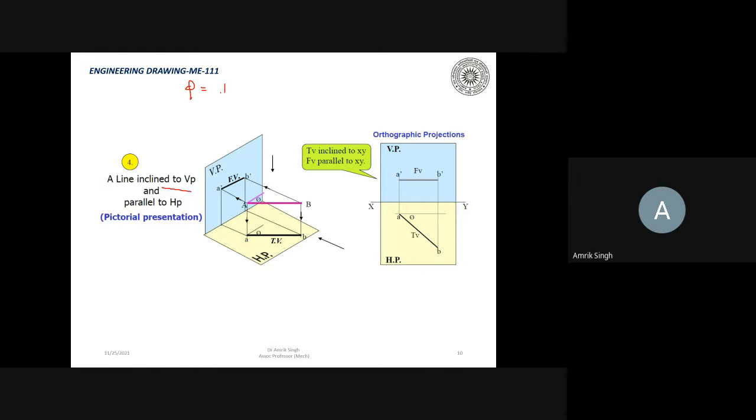It is inclined to VP. Okay? So now you see here, the projection of A is A dash here, projection of B is B dash here. So this is front view. So when you see from the top, it is A here and it is B here.